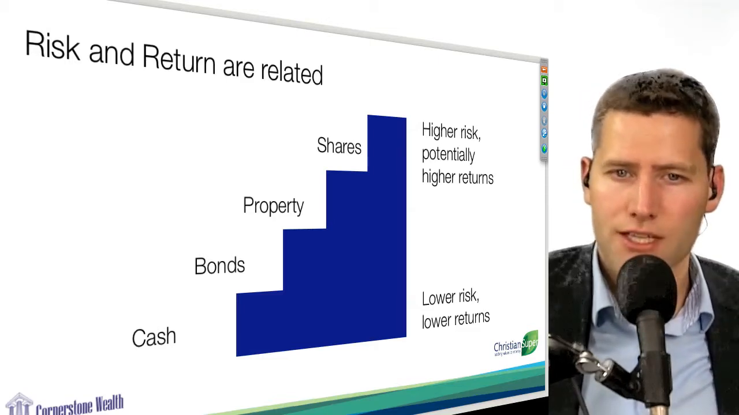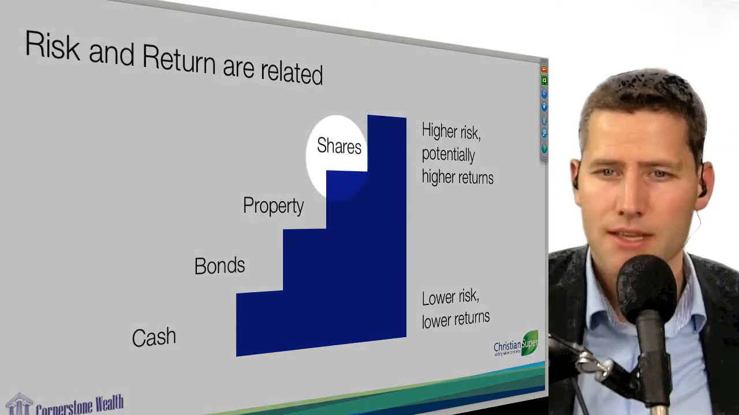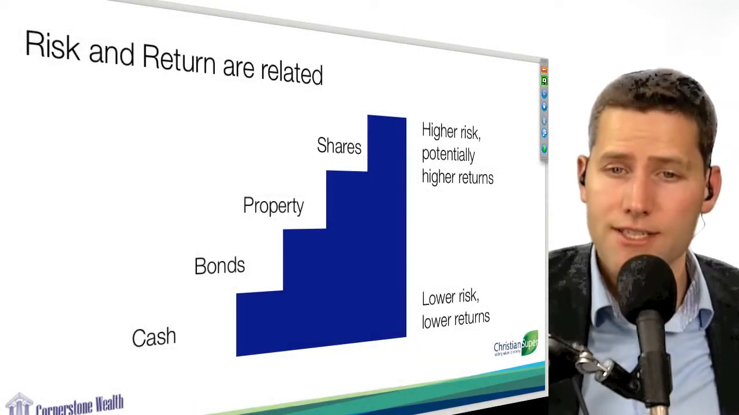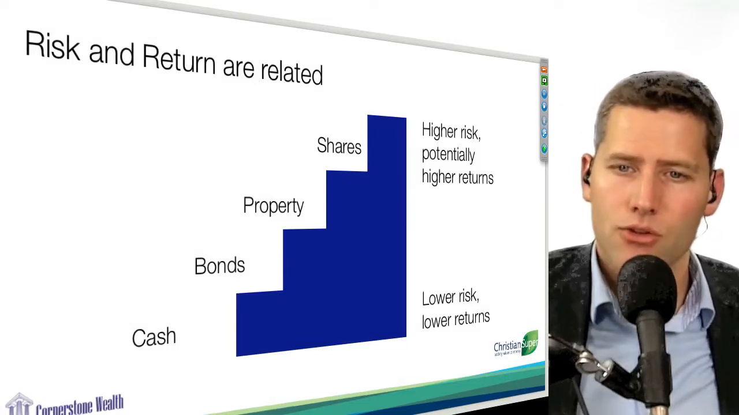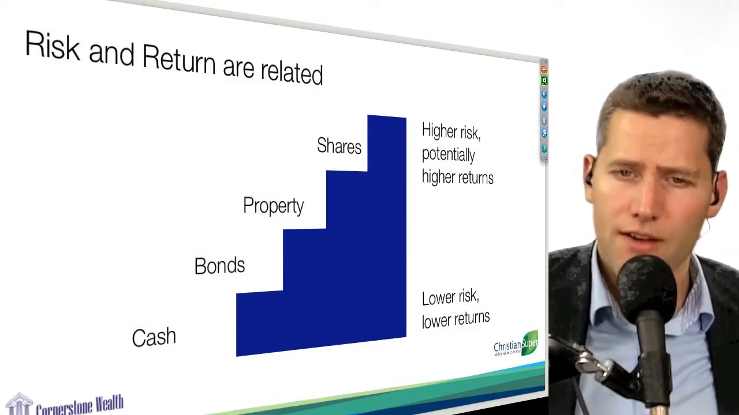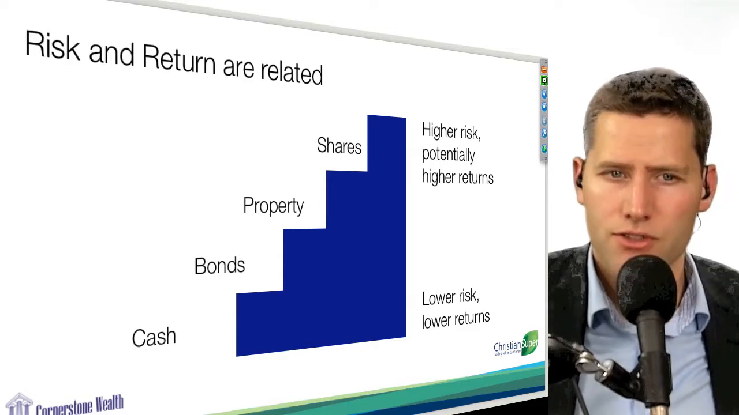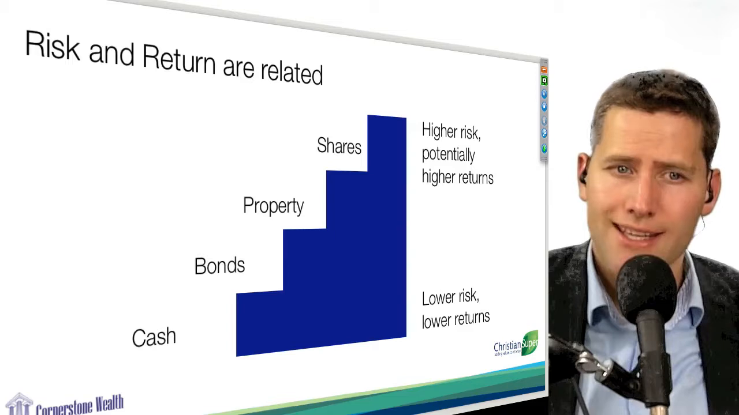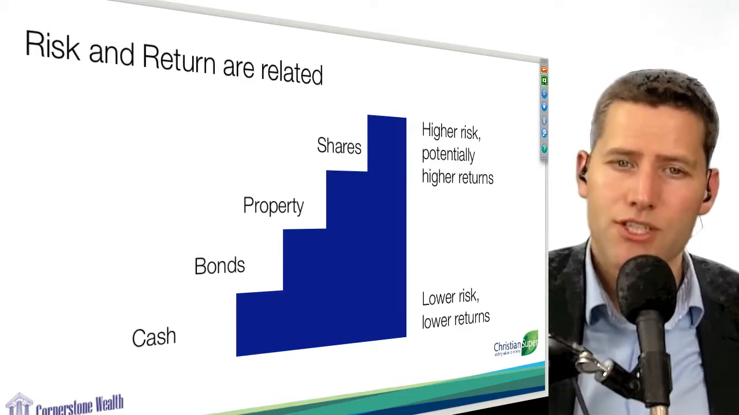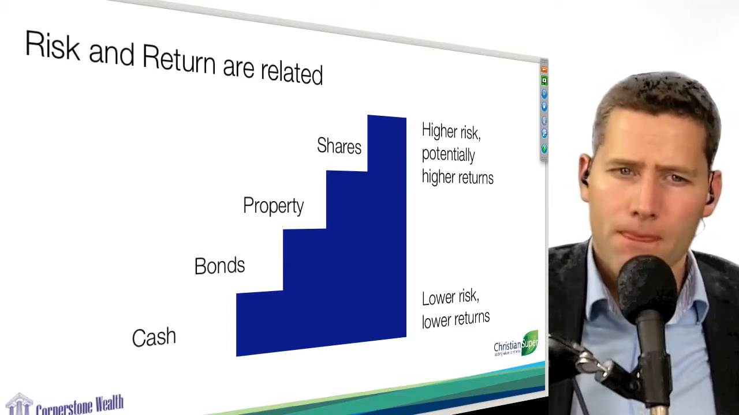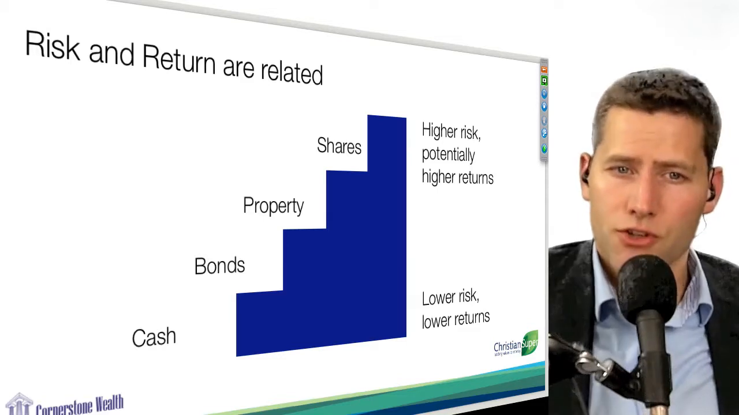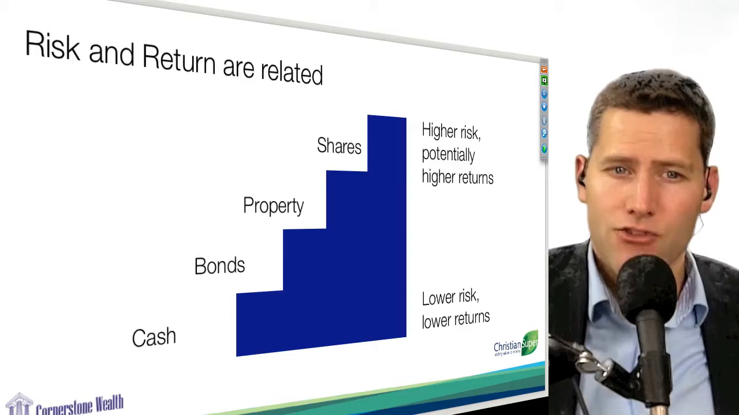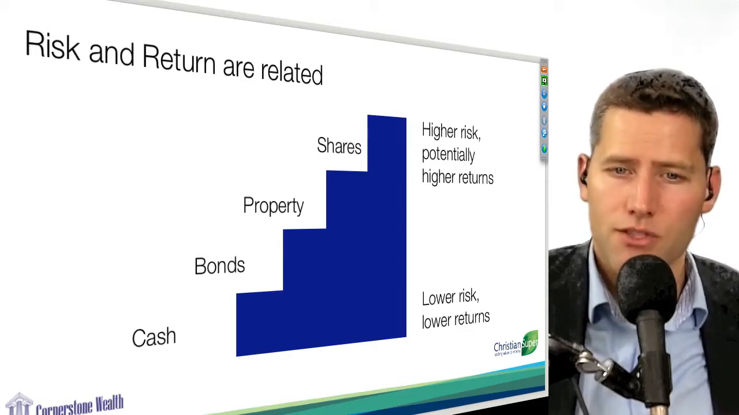And then the most risky are shares, so investing in companies, and they're the highest risk asset class, and also over the longer term have traditionally provided the better returns as well. So the point to take away from this particular slide is that risk and return are related. The more risk you take, the more return you should be getting from it as well. So the idea is, from an investment perspective, try and get the highest amount of return with the lowest risk.